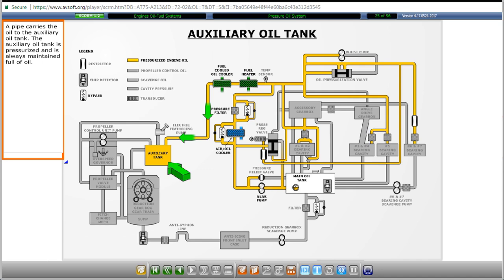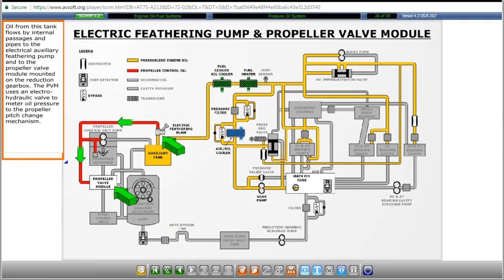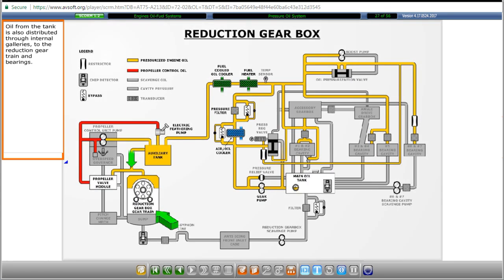A pipe carries the oil to the auxiliary oil tank. The auxiliary oil tank is pressurized and is always maintained full of oil. Oil from this tank flows by internal passages and pipes to the electrical auxiliary feathering pump and to the propeller valve module mounted on the reduction gearbox. The PVM uses an electro-hydraulic valve to meter oil pressure to the propeller pitch change mechanism. Oil from the tank is also distributed through internal galleries to the reduction gear train and bearings.